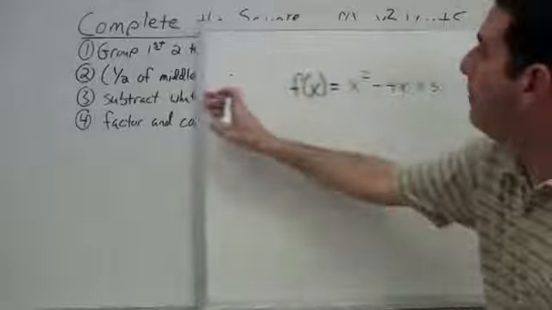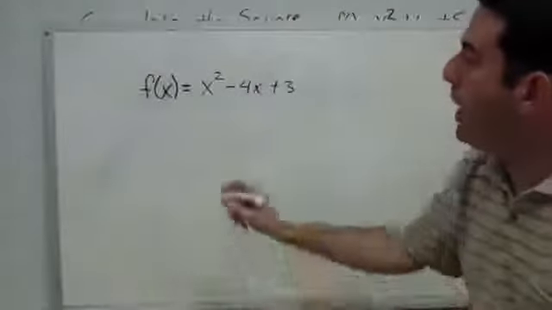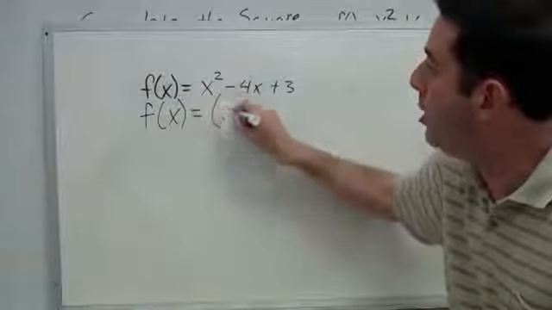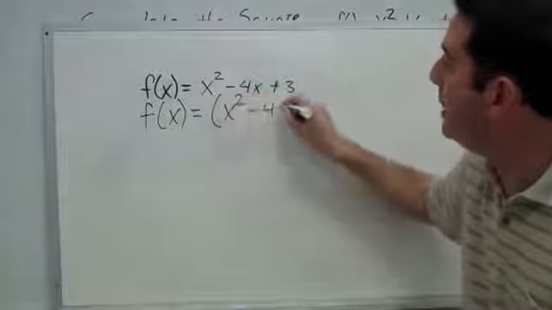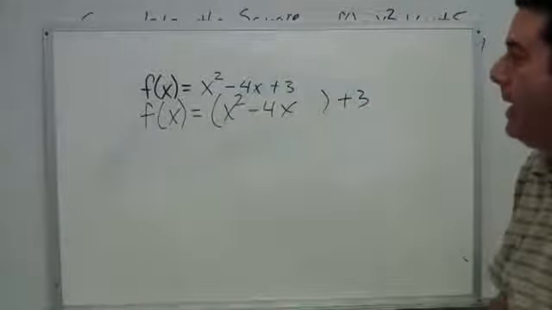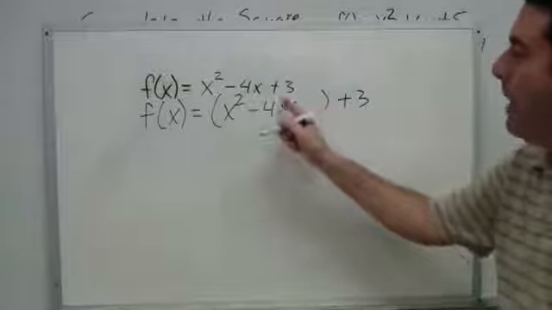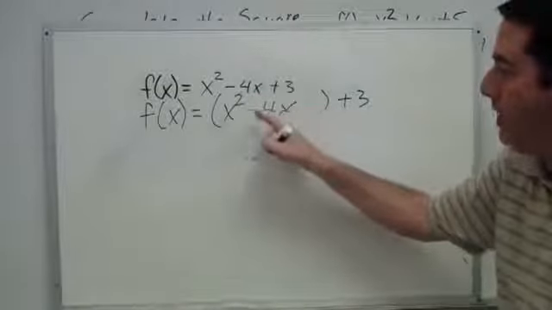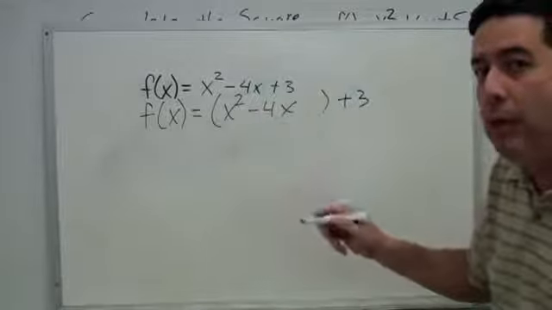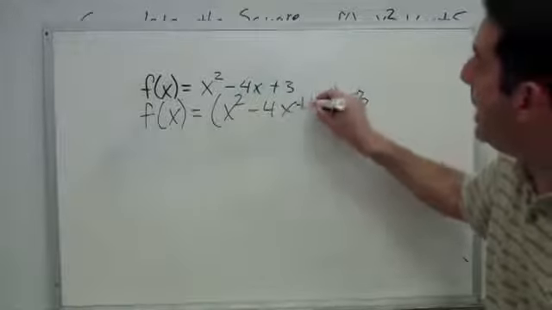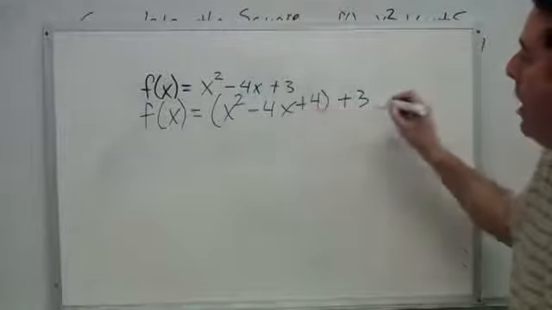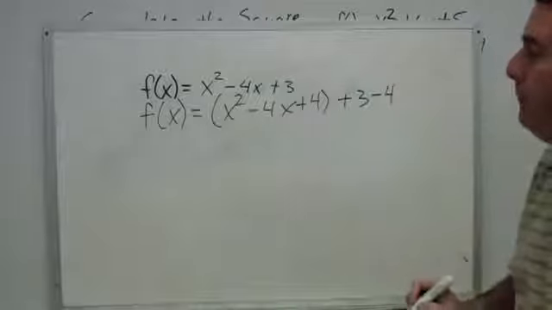Let's try another. On this one, again, group together the first two terms, skipping a little bit of space and leaving the 3 on the outside. I'll fill up this space by doing half of the middle term. Half of this -4 is -2, but when you square it, again, it made a positive result. Since I've added 4, now I need to subtract 4.